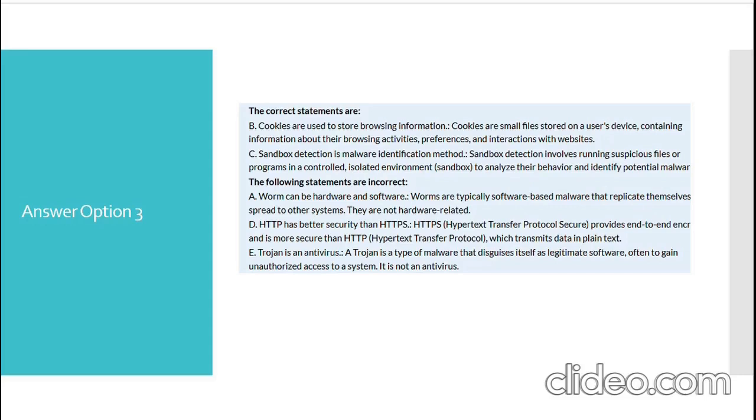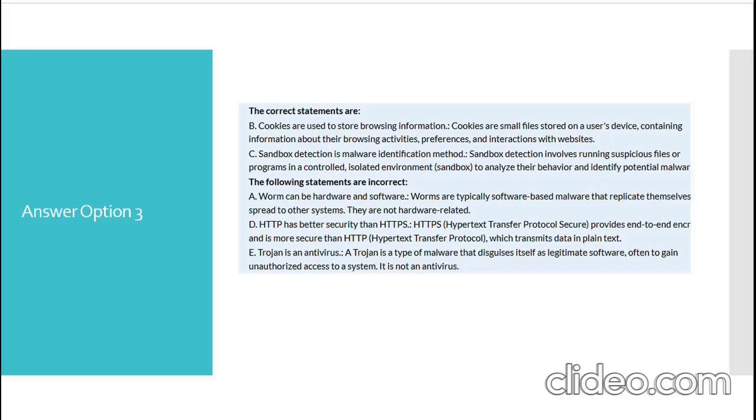D. HTTP has better security than HTTPS. HTTPS, Hypertext Transfer Protocol Secure, provides end-to-end encryption and is more secure than HTTP, Hypertext Transfer Protocol, which transmits data in plain text. Trojan is an antivirus. That is also incorrect. A Trojan is a type of malware that disguises itself as legitimate software, often to gain unauthorized access to a system. It is not an antivirus.